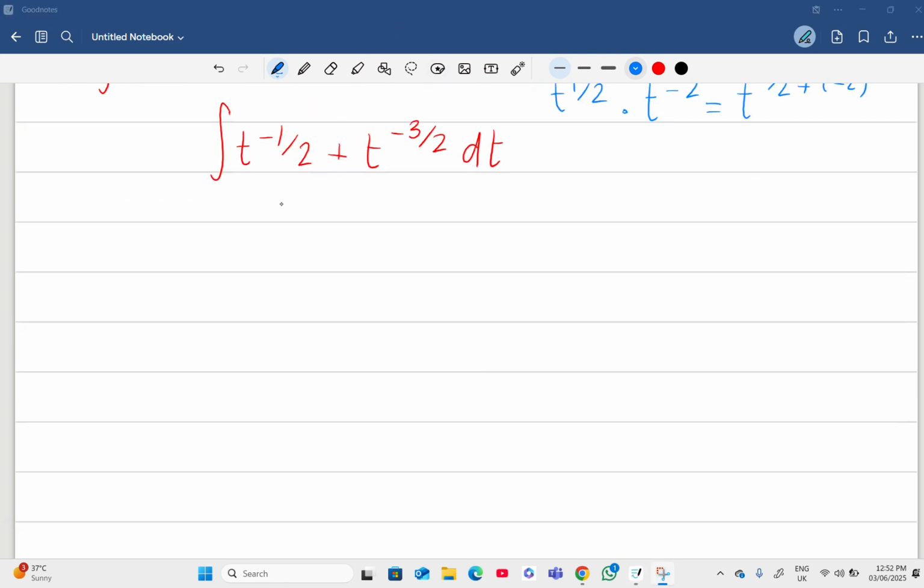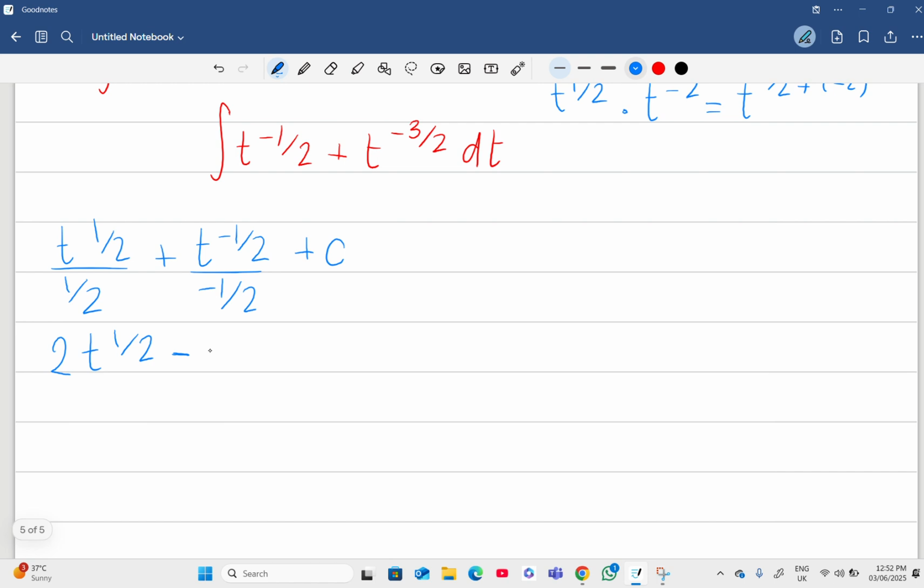So now I'm going to integrate as usual. t to the power of negative half plus 1 is going to give me half over half, plus t to the power of negative 3 over 2 plus 1 is going to give me t to the power of negative half divided by negative half, plus c, obviously. Now let's simplify this. 1 divided by 1 over 2, we said it's the reciprocal, so 2 t to the power of half. Now 1 divided by negative 1 over 2 is going to give me negative 2 t to the power of negative half plus c.